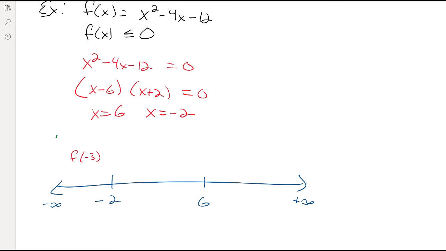So f of negative 3, look at your factor form, right? Remember, it's x minus 6 times x plus 2. Let me put in a negative 3 into that factored form. So I have a negative 3 minus 6, and that's going to multiply a negative 3 plus 2. Okay, well, negative 3 minus 6, that's a negative number. So I'm going to have some negative times a negative 3 plus 2 is another negative. Well, a negative times a negative is a what? It's positive. So that means that we are positive for that region there.